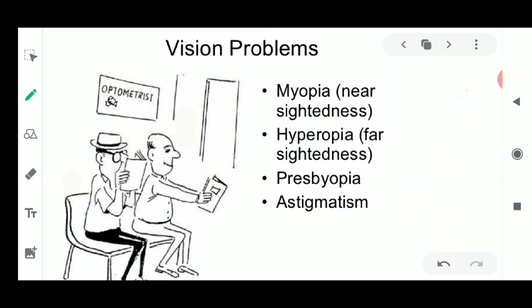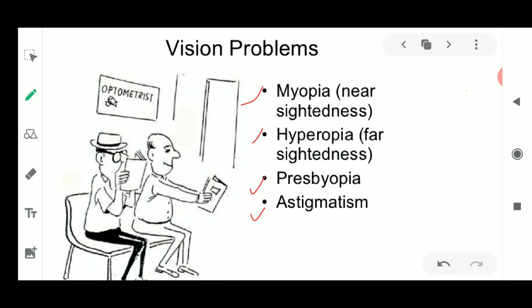Now let us discuss these vision problems and what they are telling us. We need to study these 4 vision problems, and there are certain more vision problems which are not related directly with the lens. They are related to some other parts of your eye. So we will discuss these 4 vision problems.